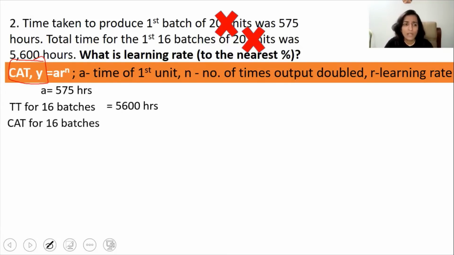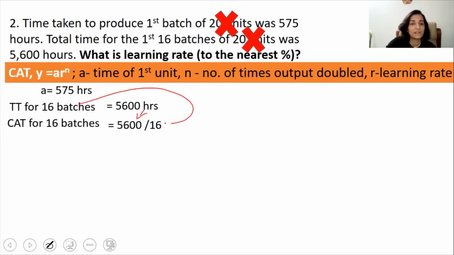How do we find that out? Cumulative average time for 16 batches is the total time for 16 batches divided by 16. Only then you get the cumulative average time. So it is 5,600 that's coming from here divided by 16, which gives a cumulative average time of 350 hours. So now we have got the left-hand side of the equation.